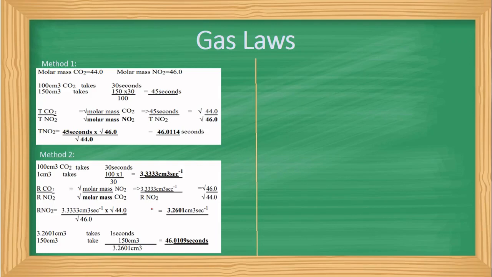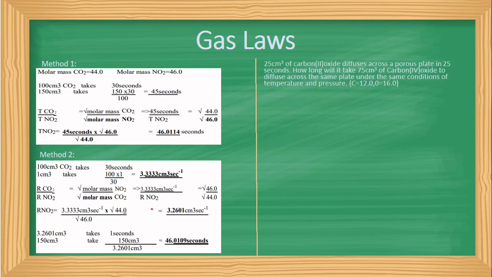If you complete the calculation, you find that the rate for nitrogen oxide will be 3.2601 centimeter cubic per second, which now you can divide into the 150 centimeter cubic that we've been asked about, and you find that it will take 46.0109 seconds. Let us look at another example.